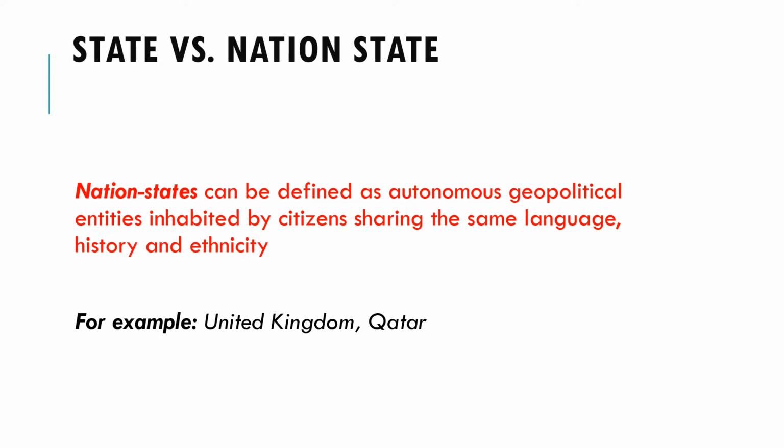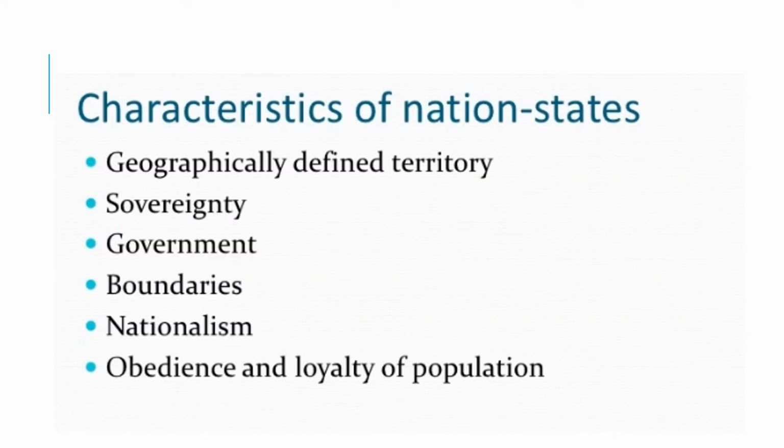Nation-states can be defined as autonomous geopolitical entities inhabited by citizens sharing the same language, history, and ethnicity. So basically, not all states can be considered nation-states, right? If we're talking about characteristics of nation-states, first and foremost, they have a geographically defined territory. They are sovereign entities, they have a government, they have strict boundaries.